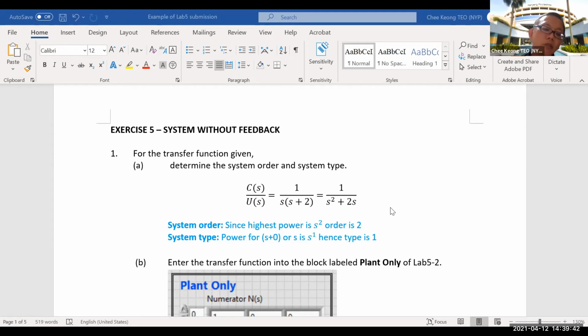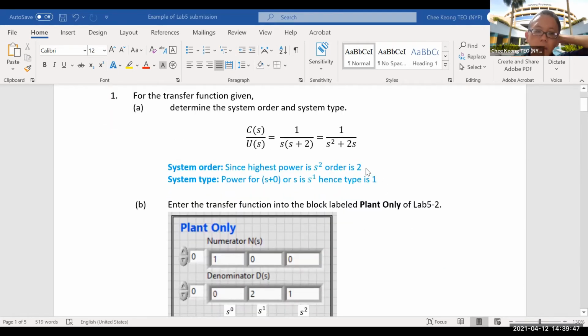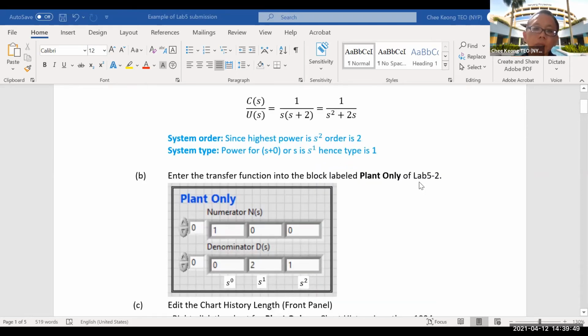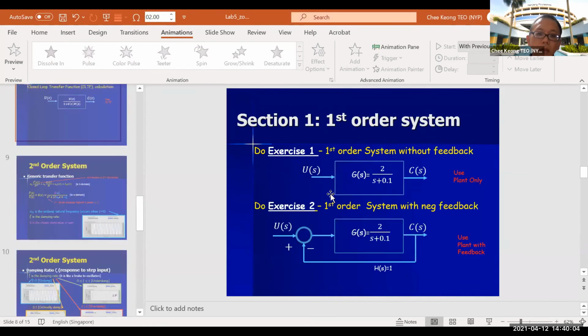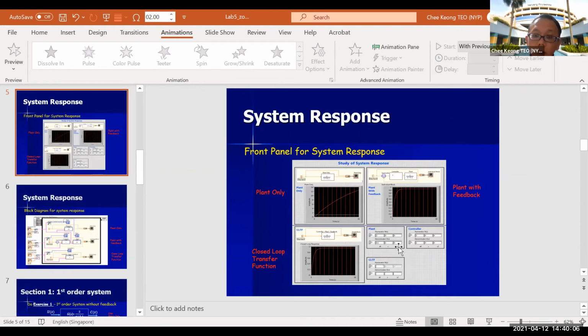Now for exercise 3 and 4, you have to figure out the order and type for those cases. Now the second part, the transfer function. For exercise 5, they say enter the transfer function for the plant only of Lab5-2. So remember, just now we mentioned there is plant only, and it is basically referring to this portion here. You just need to key in this portion here for plant only. Okay. Now I go back to this case. I share again. This is the plant only.